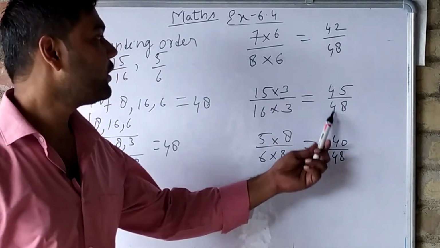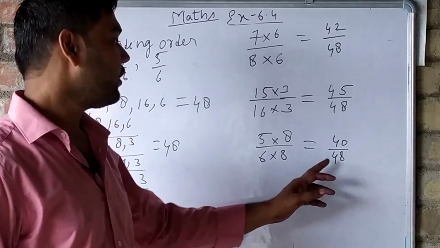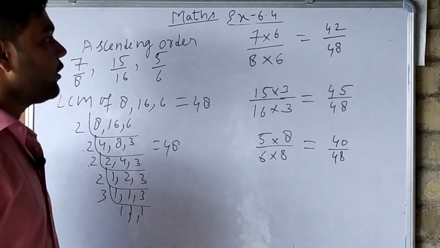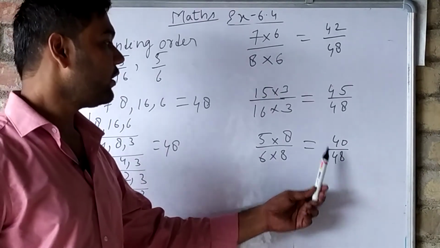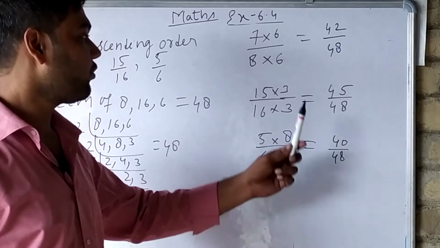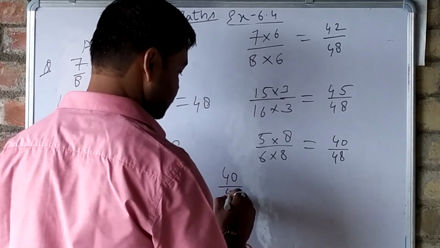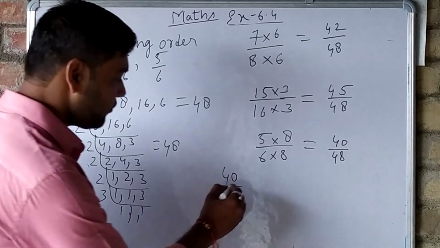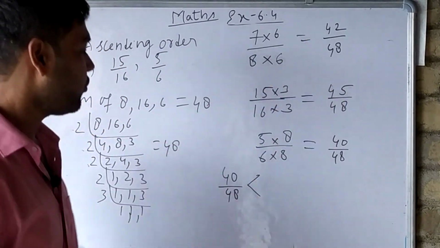Now what we are seeing is that the denominator is same in every case. So now we can clearly see that in all the cases, 40 upon 48 is the smallest. So which sign will we place for smaller? We will place this sign. And now 42 upon 48.